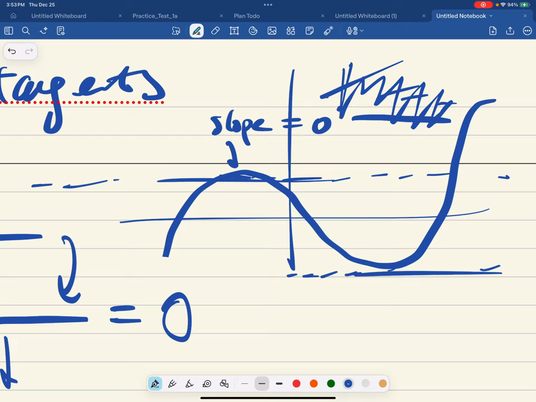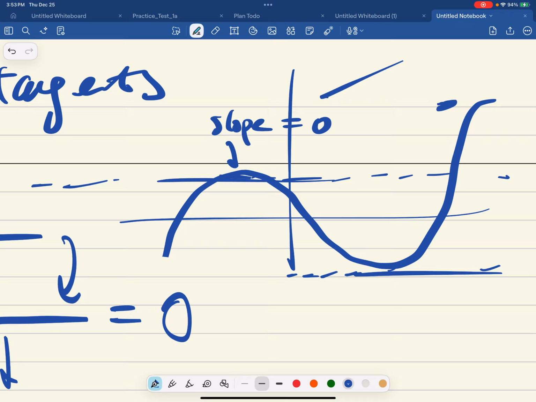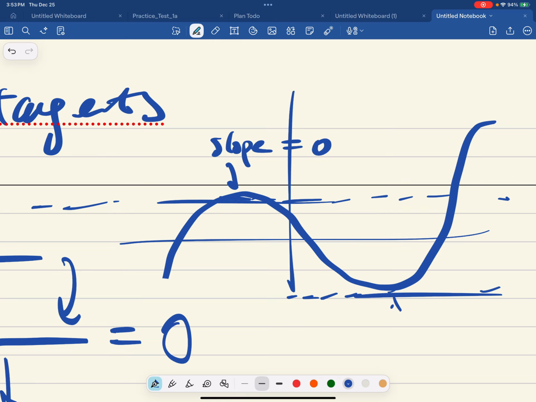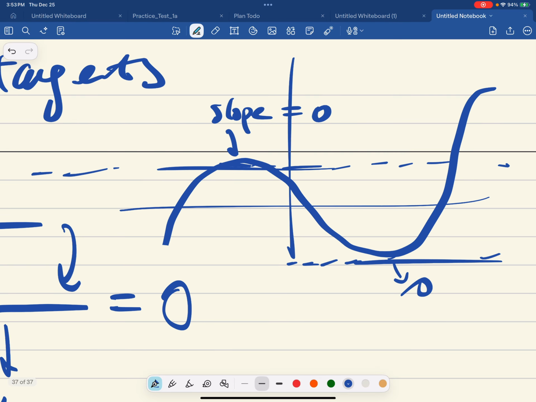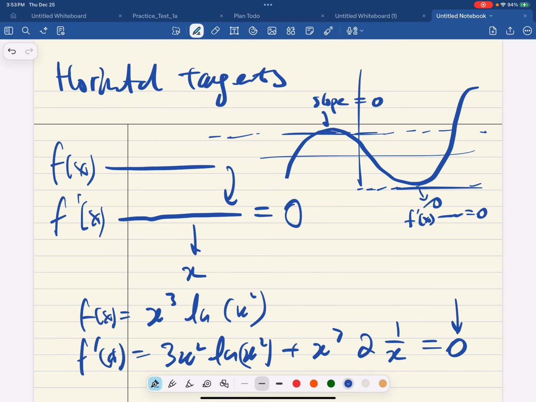That slope at that region, that instantaneous region, is at 0. Here is a 0. That slope is at 0. Slope being 0 basically means f prime of x is set equal to 0, and look for the x. Look for the x for where that slope is 0.